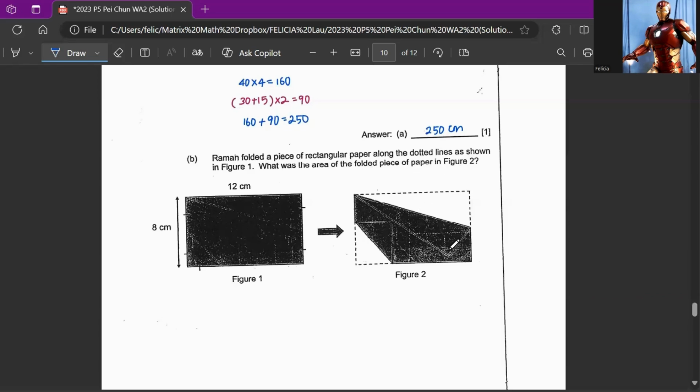All right, so the approach is very simple. Simply you can just find this triangle and this triangle. Once you have found the area of these two triangles, you just need to take this away from the whole rectangle so that whatever is left is your folded piece of paper. Generally this will be the approach that we are going to work with. Maybe let's just call this triangle X and triangle Y for easier labeling purposes. So this will be X, this will be Y as well.